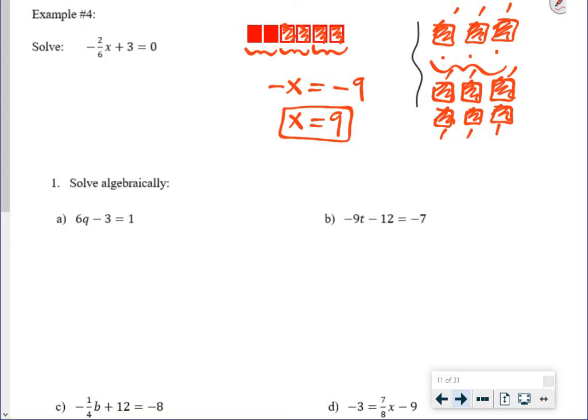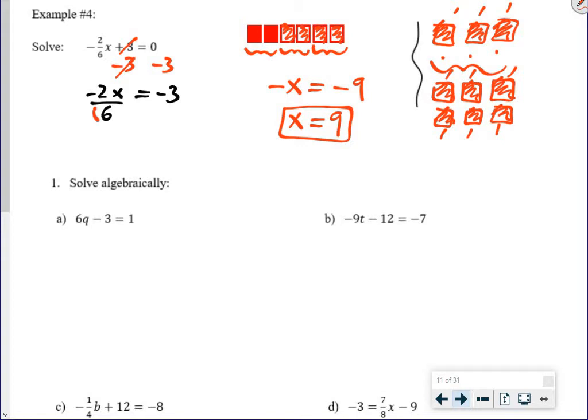So let's see what the equation gives us. Subtract 3 from both sides. 3 minus itself on the left is 0. Negative 2 out of 6x remains on the left, equals negative 3. If you like, you can rewrite this negative 2 over 6x like this: negative 2x over 6, if that makes it any better for you.